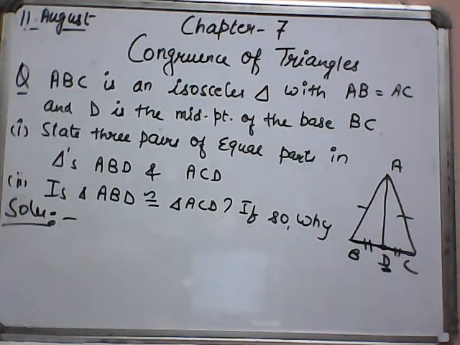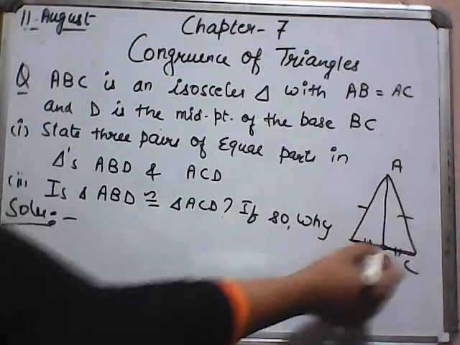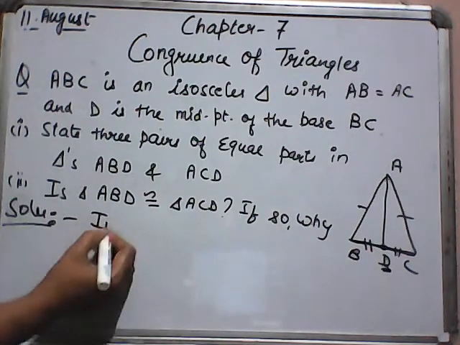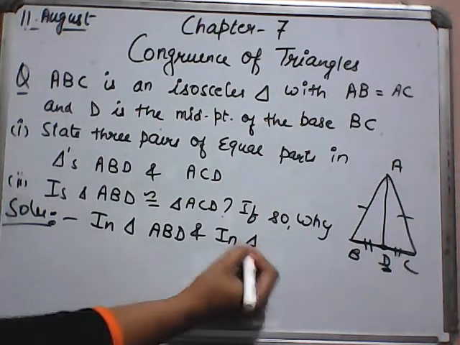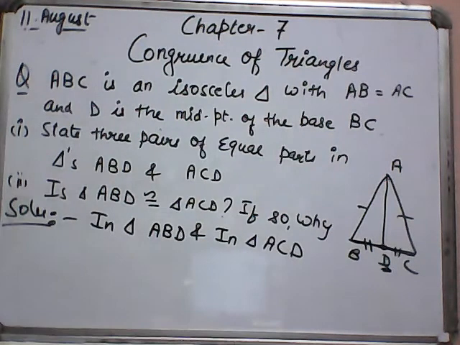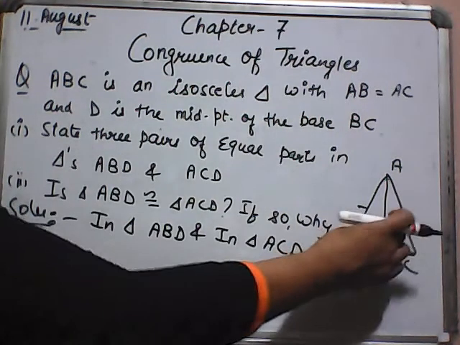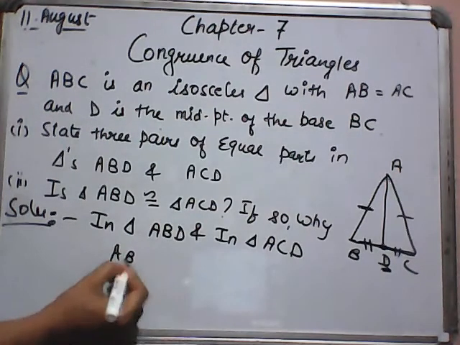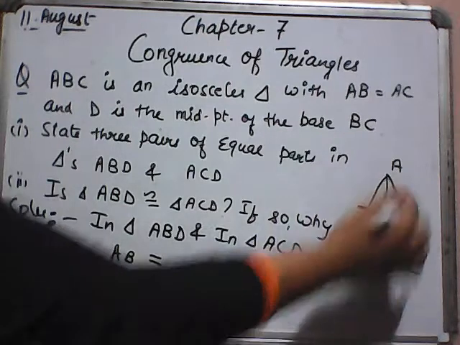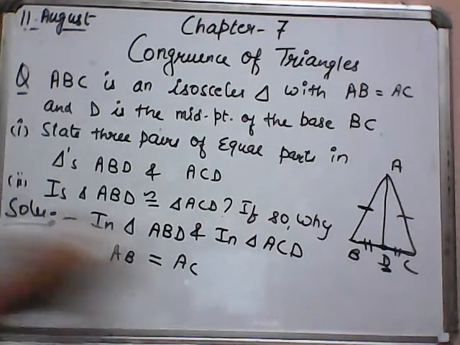You have to state three pairs of equal parts in triangles ABD and ACD. Firstly, we have to consider triangle ABD and triangle ACD. In these two triangles, you have to state three pairs of equal parts. AB side in triangle ABD is equal to AC in triangle ACD.